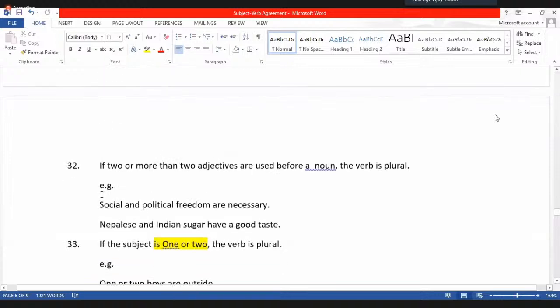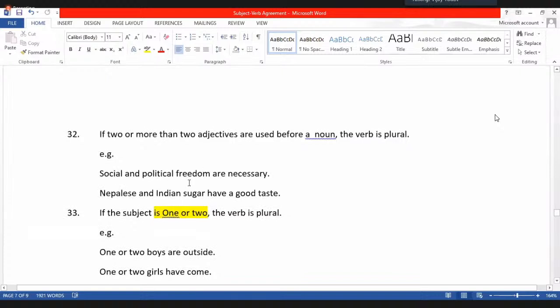Then another, 32, see, that is before noun, if there are two adjectives or more than two adjectives, then the verb is plural. Social and political freedom, isn't it? Freedom is noun. But before this noun, we have two adjectives, social and political. That's why after freedom, we have to use plural verb. Social and political freedom are necessary. Social and political freedom means social freedom and political freedom. Two types of freedom. That's why are.